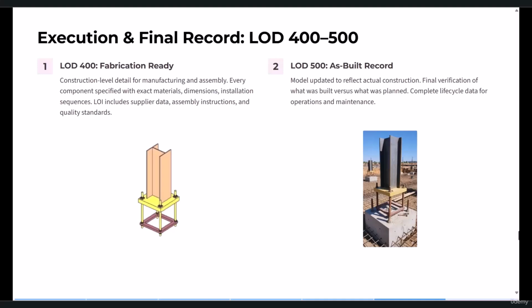And in the last level and last step, as-built or LOD 500. So this is the last amount of detail, after construction. The model is the real reflection of the building. Any changes that have happened before must be recorded so that the model will be exactly updated and real. So LOI at this level will be the maximum, including all maintenance information and service information for the operation period.